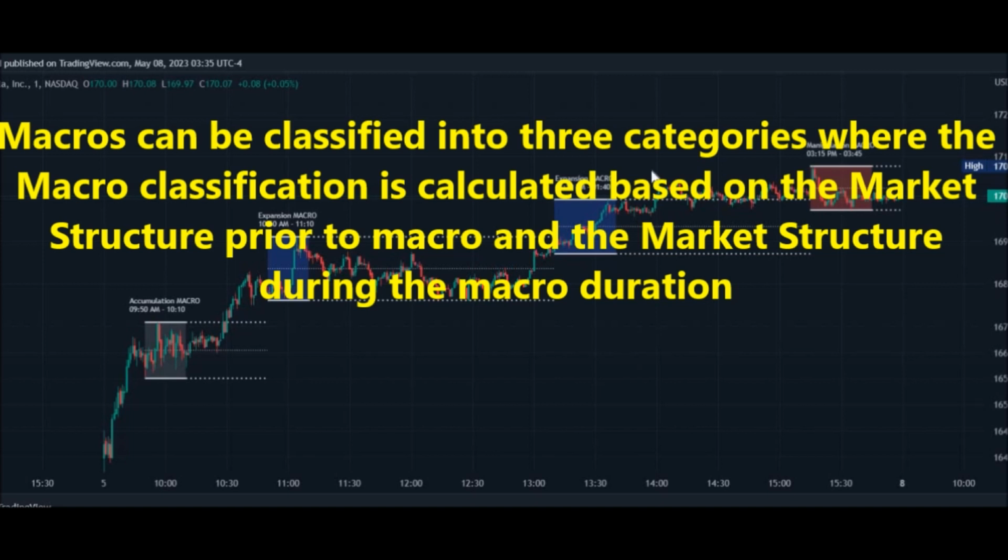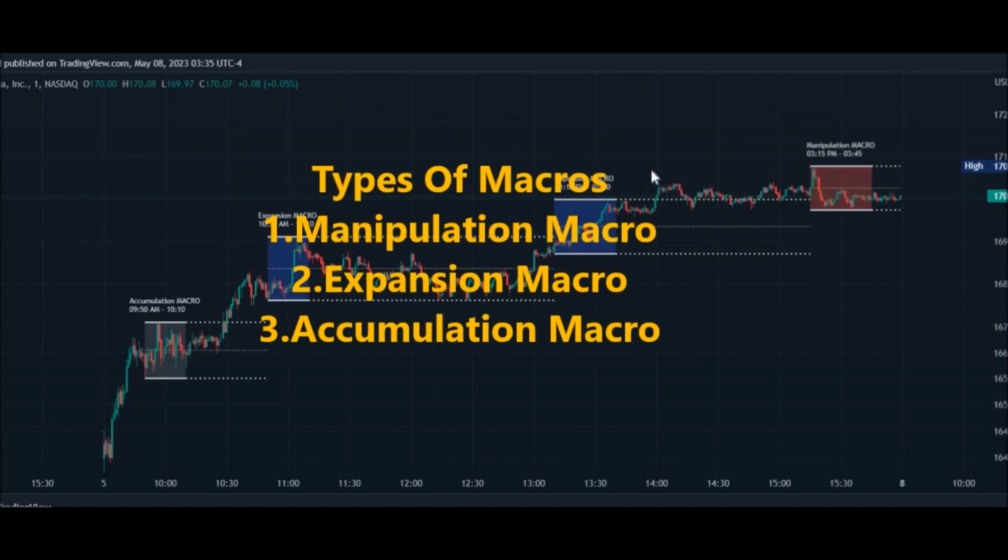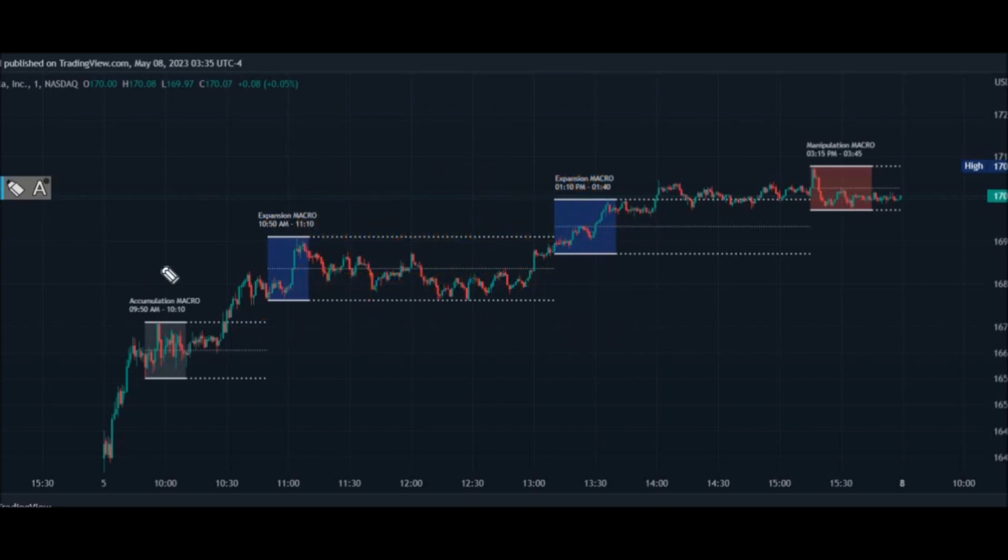Okay, so guys, let's have a look at these types of macros. Number one, we have a manipulation macro. Number two, we have expansion macros. Number three, we have accumulation macros, and that's what you can see on the chart. Right here you can see we have an accumulation macro, an expansion macro, and a manipulation macro. We're just going to look at all of them. Once you look at them, you're going to understand what they really mean.